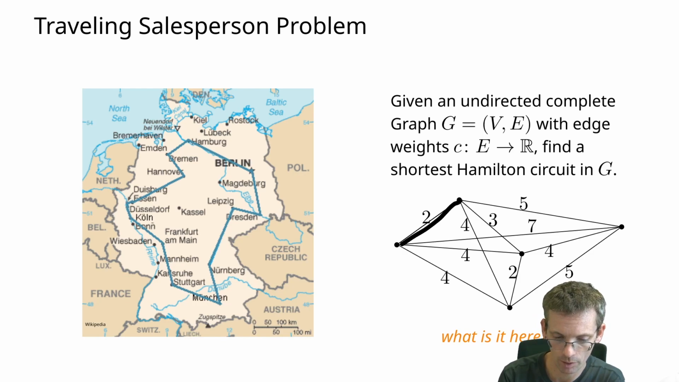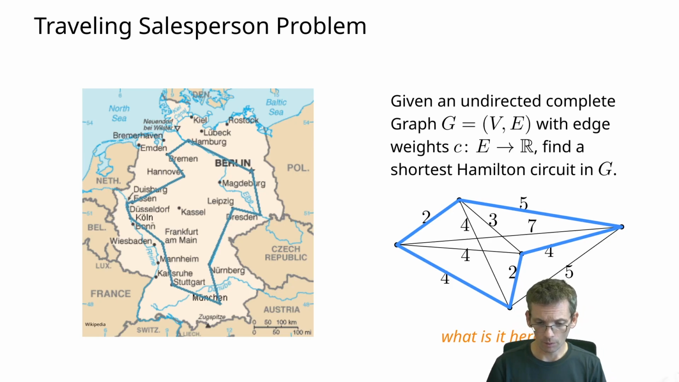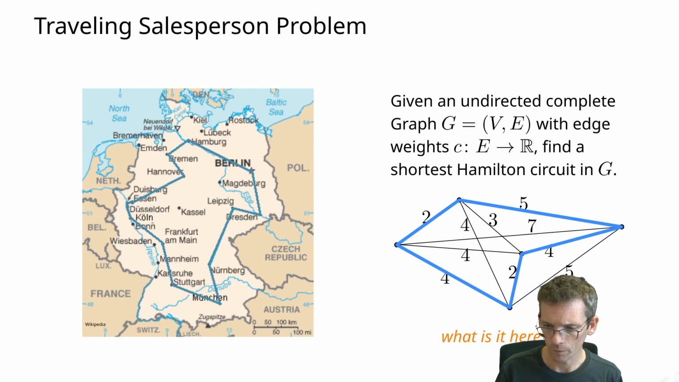Taking this edge seems like a good idea. And I might continue. Okay, so I have to be careful. If I take the 3 here, I think I would have to do this. Then I get 5, 10, 18. It would have been better to do the following. This route gives me 17.